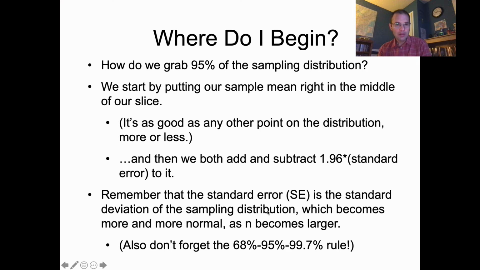So to do this, we have to use the standard error, or a guess at what the standard error is. In other words, what that standard deviation of the sampling distribution is. Because we're going to use that to calculate how much of a proportion of the sampling distribution we're grabbing.